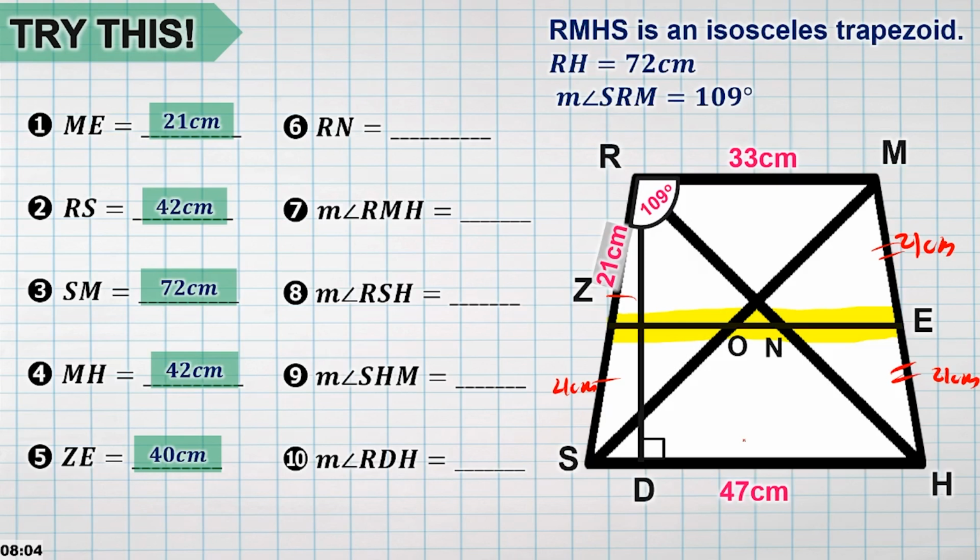Now, let's continue. How about the measurement of line segment RM? Yes, Junel. 36 po. Paano nakuha yung 36, Junel? Divide by 2 yung measurement ng RH. Very good. Since diagonals are bisected by the median, since ang RH natin ay 72, RM will be equal to 36 centimeters. Very good, Junel.